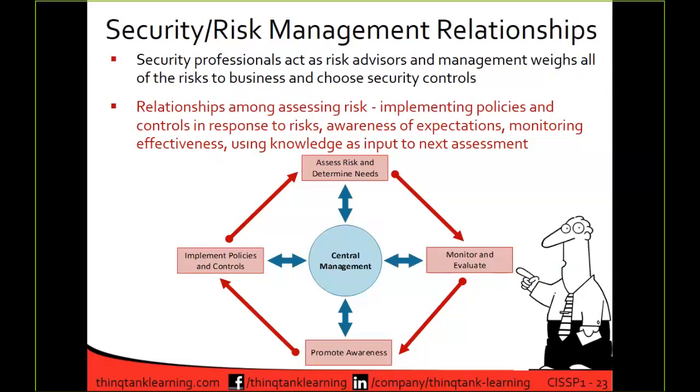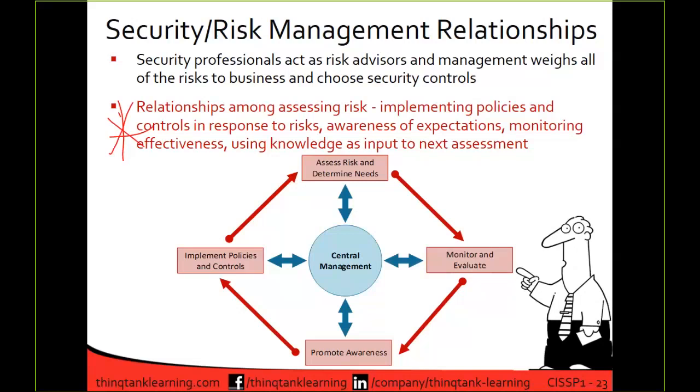Monitoring effectiveness, auditing, of course, is a very important aspect of that, especially if you fall under a governance regulation, or any type of IT governance. You're going to have some sort of auditing process or effectiveness process, and then using knowledge as input to go through the next assessment. That is a really, really important concept. And by the way, this is highlighted because this is the basic life cycle of risk, right? Implement policies and controls to respond to risk.